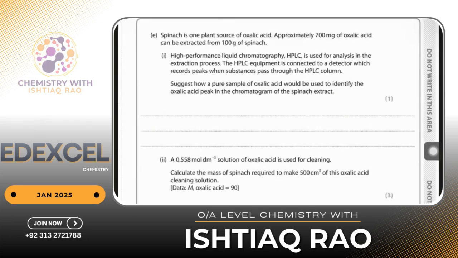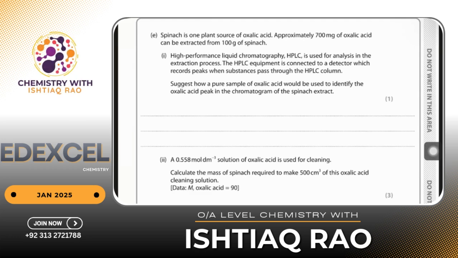Spinach is one plant source of oxalic acid. Approximately 700 milligrams of oxalic acid can be extracted from 100 grams of spinach. High performance liquid chromatography, HPLC, is used for analysis in the extraction process. The HPLC equipment is connected to a detector which records peaks when substances pass through the HPLC column. Suggest how a pure sample of oxalic acid would be used to identify the oxalic acid peak in the chromatogram of the spinach extract.